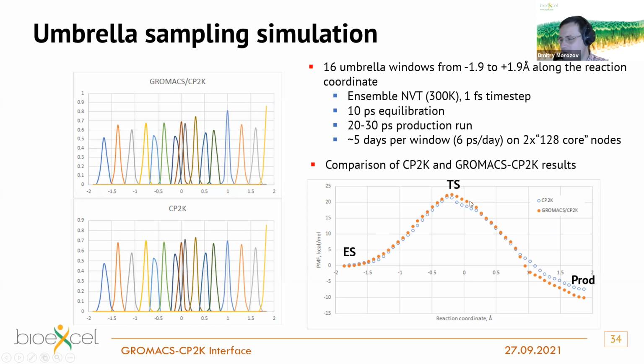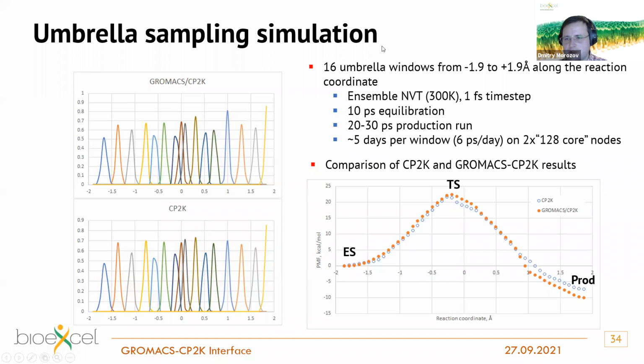Probably not enough sampling has been done in CP2K, because for CP2K we ran shorter trajectories than for GROMACS-CP2K. I suppose that this is due to that fact, so the products can be even lower here. But the conclusion is that the results are pretty comparable and almost indistinguishable. The difference is less than about 2 kilojoules per mole at the end, and between substrate and transition state there is no difference at all.